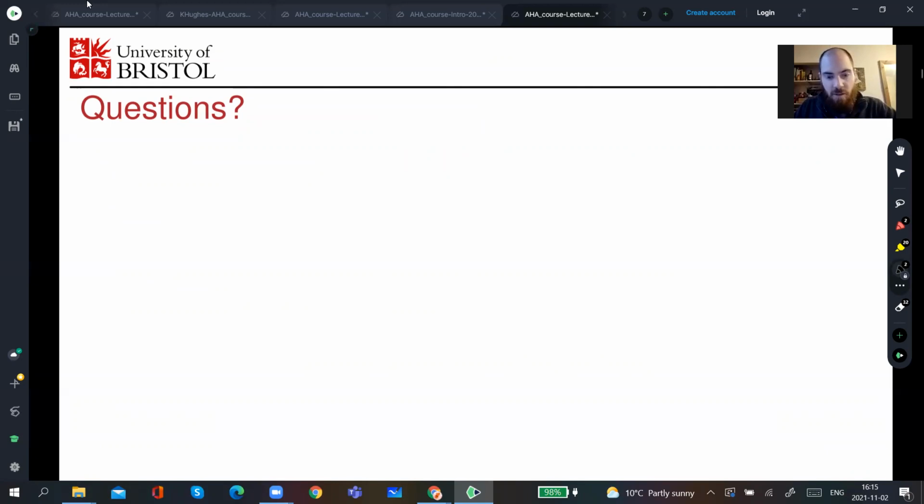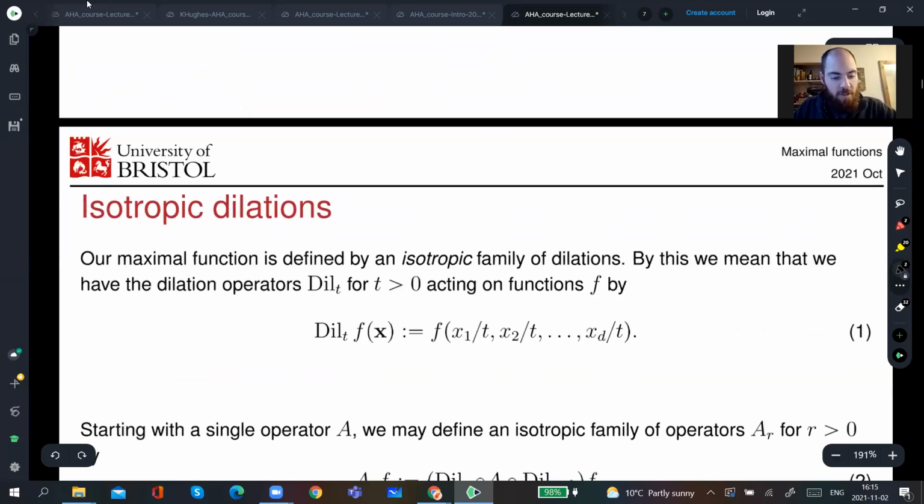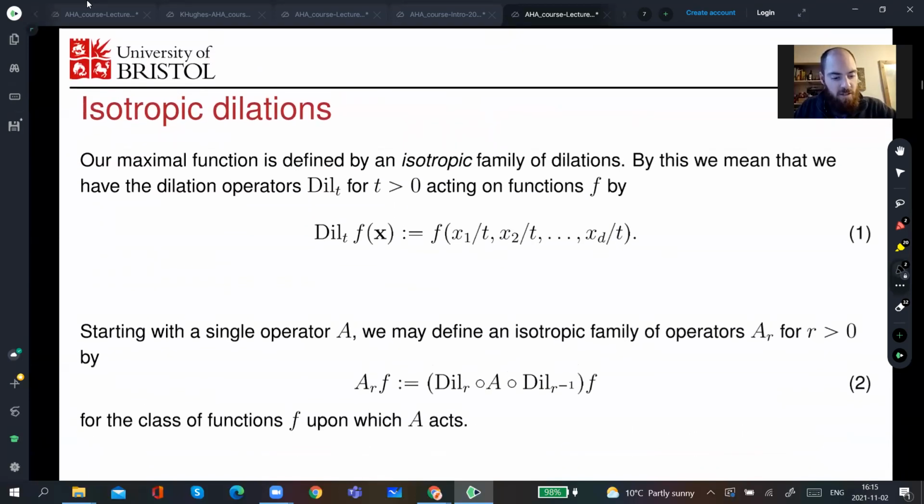Before diving in, were there any questions about the stuff from before or what we're trying to do? For instance, any questions about this restricted weak type inequality? All right, I've mentioned these things a couple of times. You'll have plenty of opportunities to ask questions as we go along.